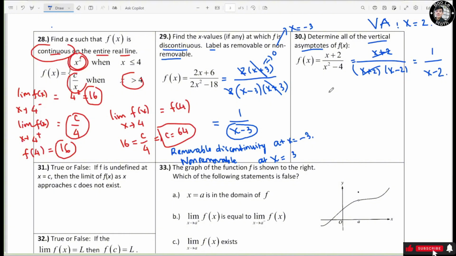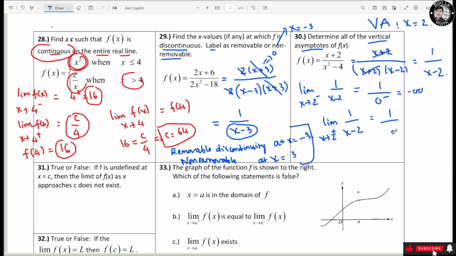Now, how do we show work if the question wants you to show your work? So you need to say the limit of the function f(s), which is 1 over s minus 2, when s approaches 2 from the left, it's going to be 1 over 0 minus, which is negative infinity. Similarly, the limit of 1 over s minus 2 when s approaches 2 from the right is 1 over 0 plus, which is positive infinity. Then the vertical asymptote is s equals 2.